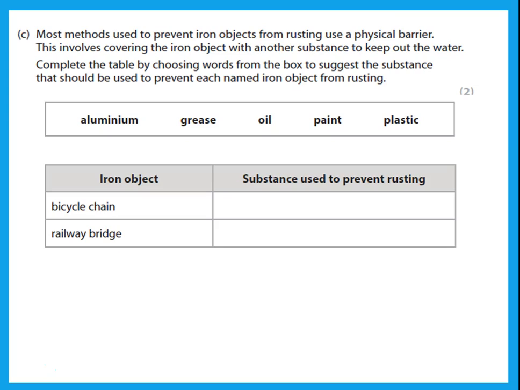Most methods used to prevent iron objects from rusting use a physical barrier. This involves covering the iron object with another substance to keep out the water. Complete the table by choosing words from the box to suggest the substance that should be used to prevent each named iron object from rusting. So what would I use to prevent a bicycle chain from rusting? Remember that we said the bicycle chain involves friction between the metals, so I could use either grease or oil. Railway bridge, what should I use for a railway bridge? I can just paint it. That is the easiest thing.